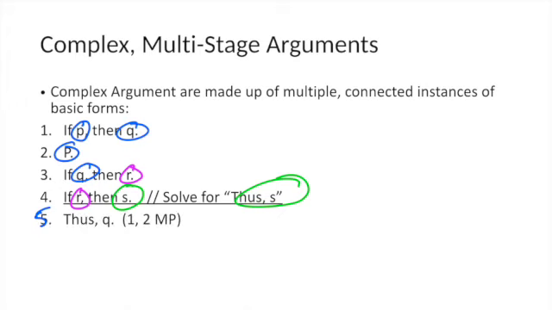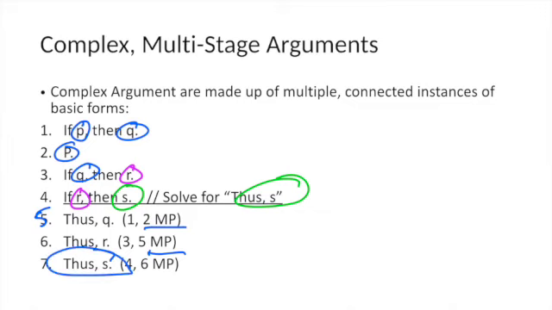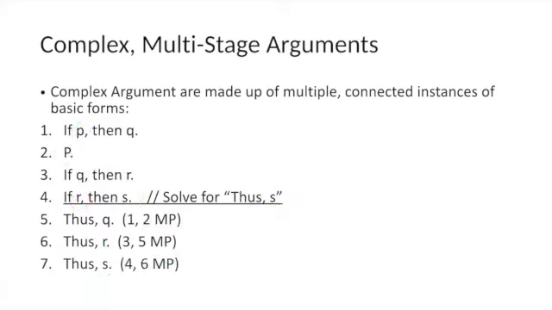Through lines 1 and 2, there's modus ponens form. And then once we have Q out by itself, I can get R out by itself by lines 3 and 5, again using modus ponens. And then I have R by itself, again using modus ponens in lines 5 and 6, I can get line 7, which is our final conclusion there. So again, a multi-stage argument, this time using three instances of modus ponens to get to the final conclusion.